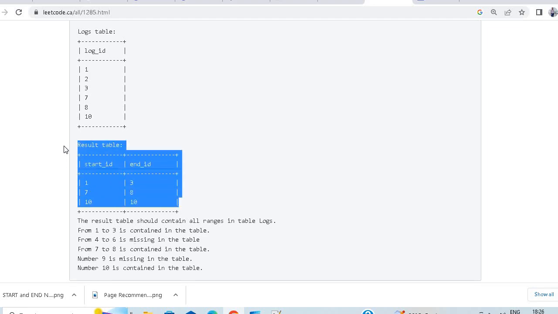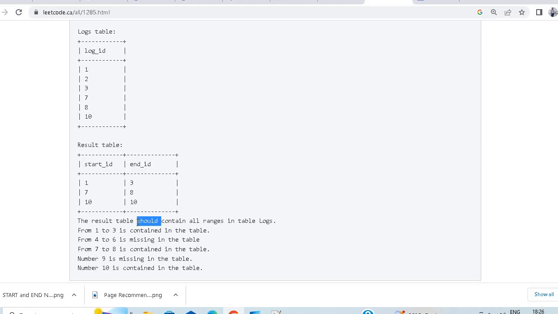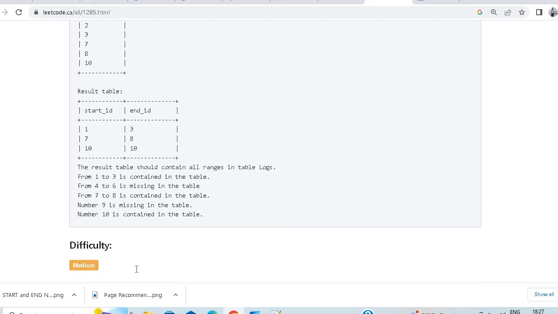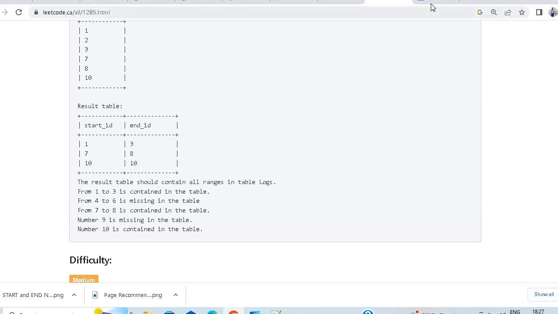They have mentioned the result table should contain all the ranges. Consider here they have explained from 1 to 3, all are in the table, so we take start id as 1 and end id as 3. From 4 to 6 we don't have anything in this table. 7 and 8 are in the table, 9 is missing, and 10 is contained in the table. The difficulty level is medium.